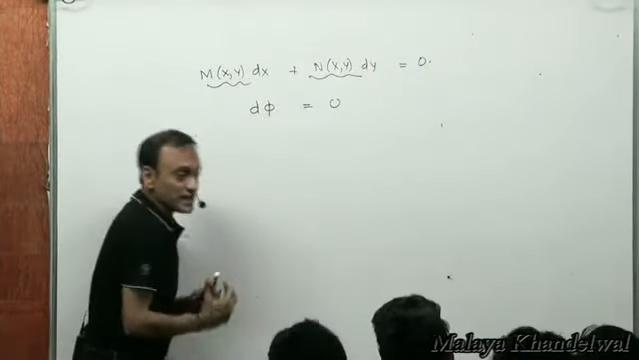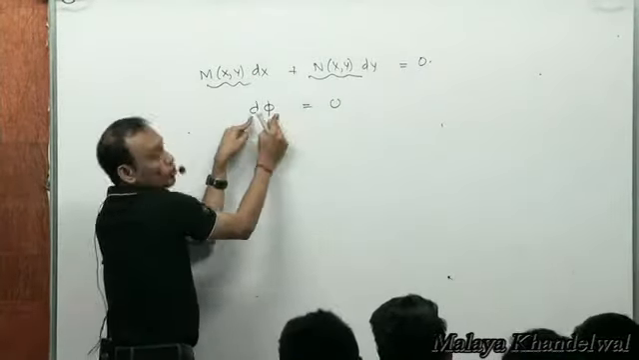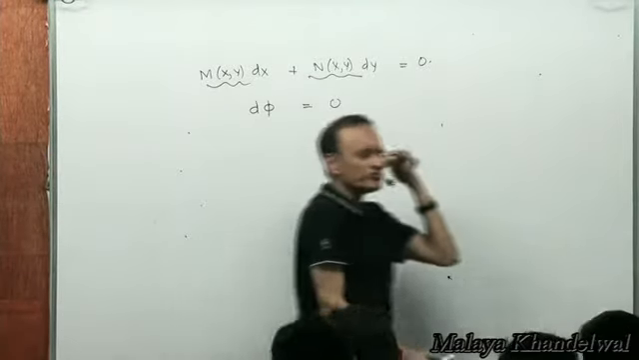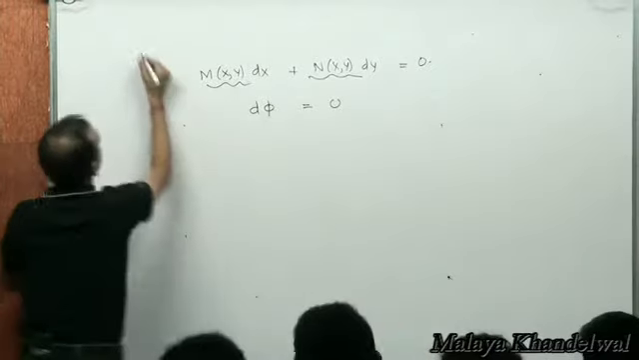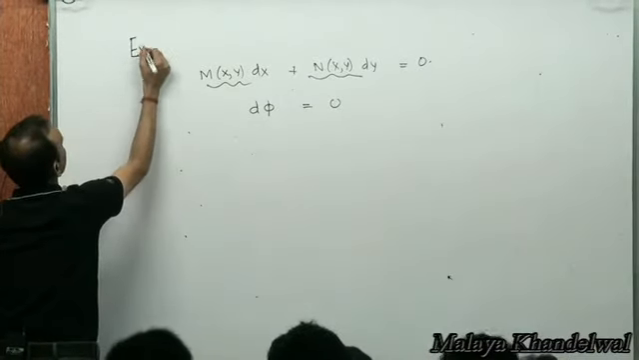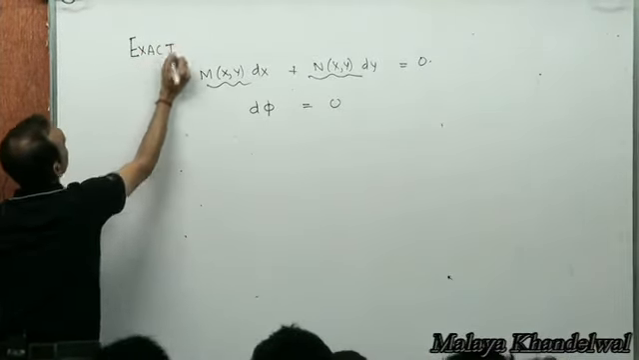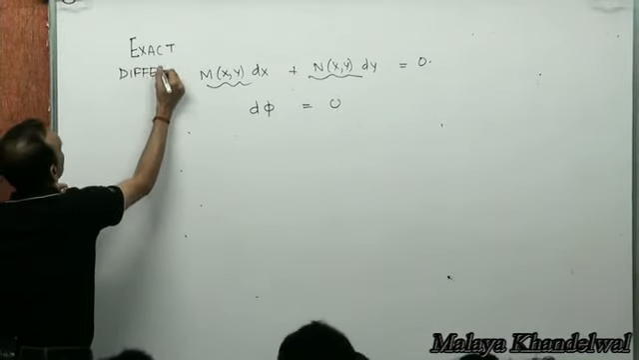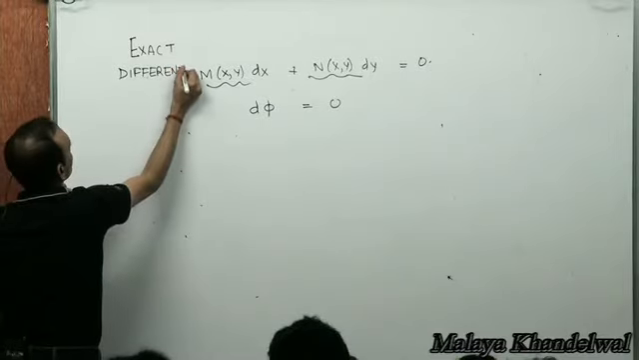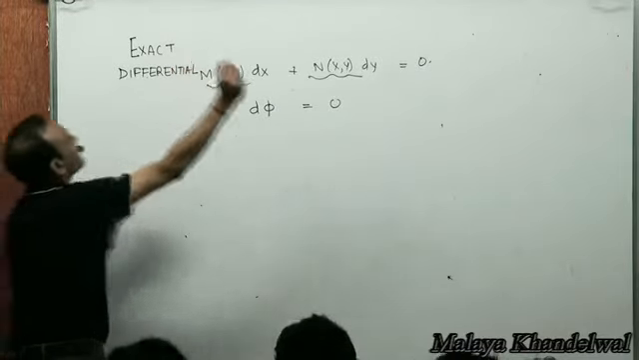And whenever this happens, when this can be written as d of phi, then this is called an exact differential.